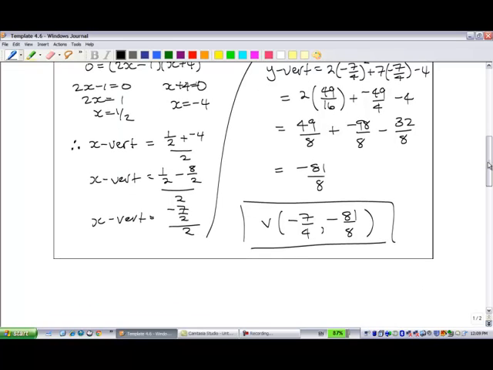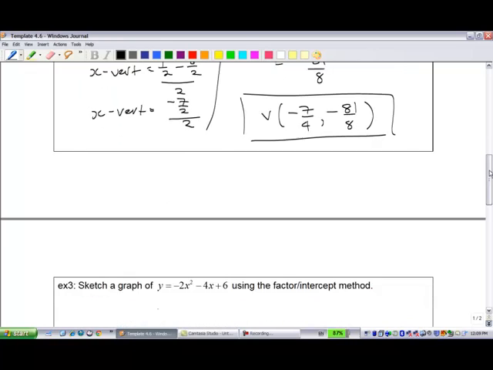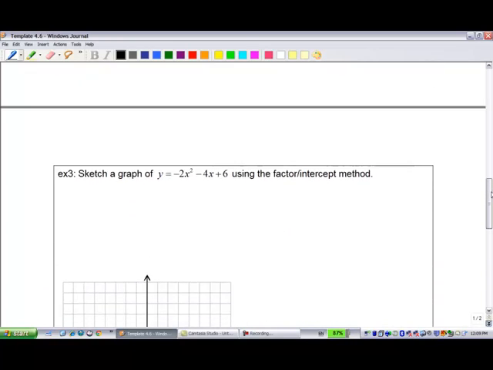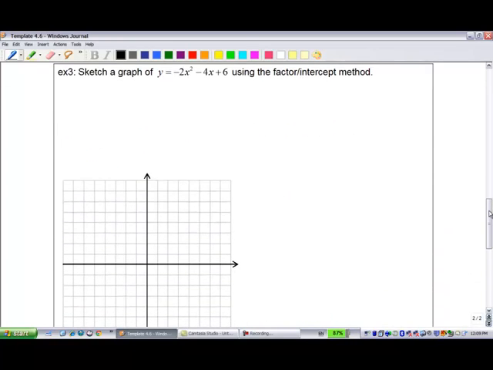So let's take a look at another example here. Basically the same thing. What I want you guys to do is sketch the graph using the factor-intercept method. So what you're going to do is you're going to draw points based on the intercepts and the vertex. So why don't you hit pause here if you think you know what you can do. Go ahead, try and solve that. And if not, I'll help you out in a second.